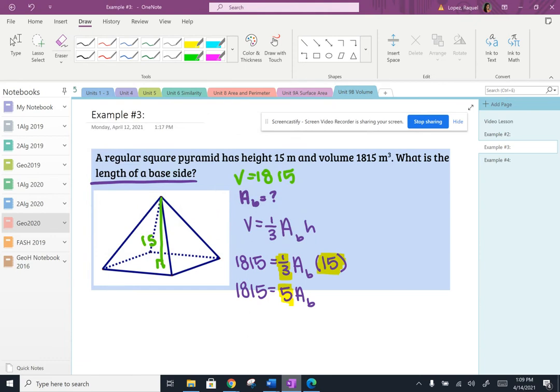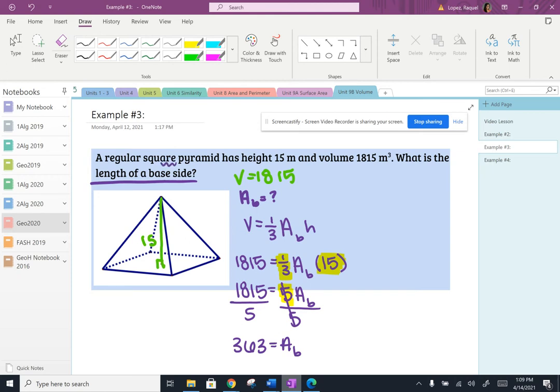Alrighty, now to solve for the area of the base, I'm going to divide both sides by 5. And when I do that, I get that the area of the base is 363. Okay, now that's helpful to know because I can use the area of the base to figure out what one of the side lengths is.